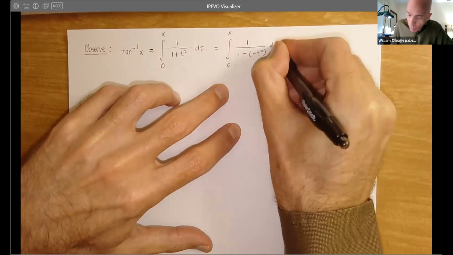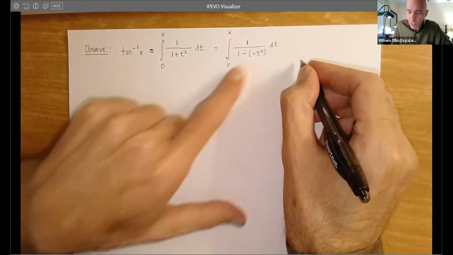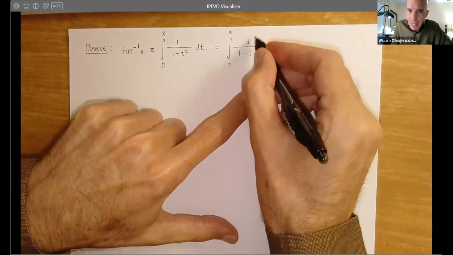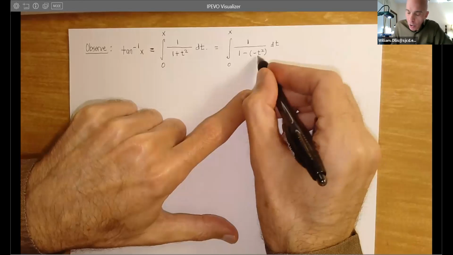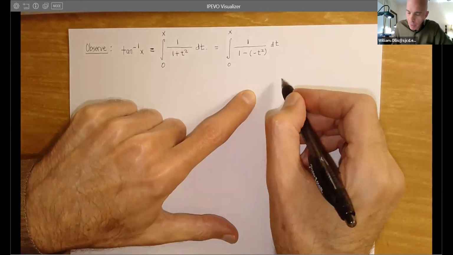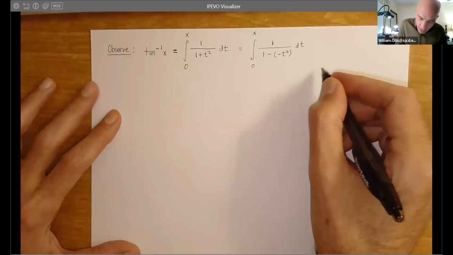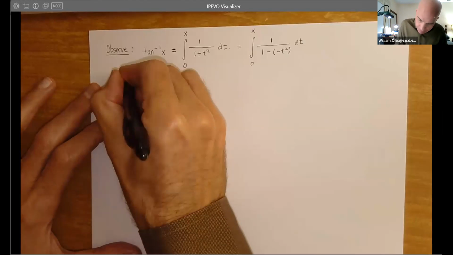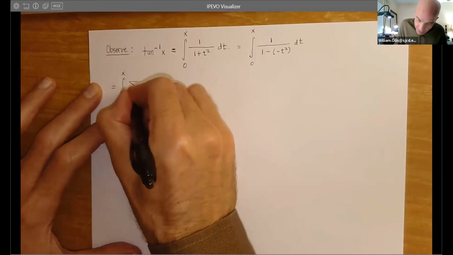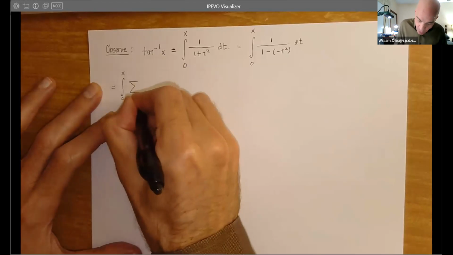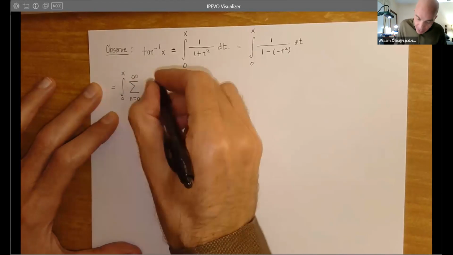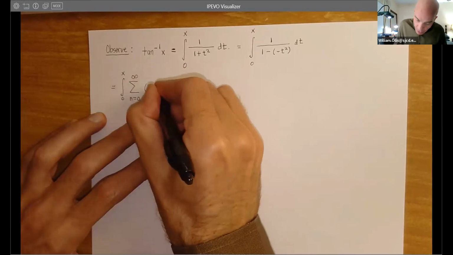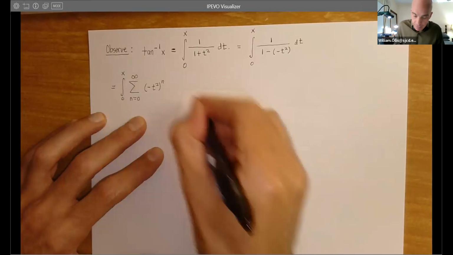So you're thinking, okay, we didn't have to do much work here except introduce 2 negatives. So now this fits the geometric. We have the a is 1, and we have the new r is negative t squared. So now we can go ahead and move this to the next level. So this is the infinite series, n equals 0 to infinity, of negative t squared to the n dt.